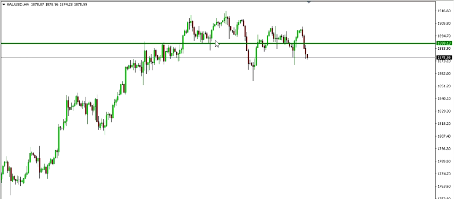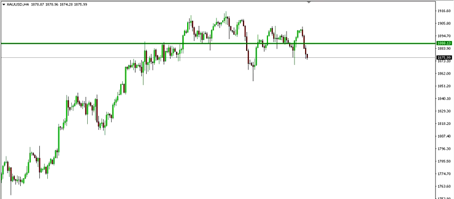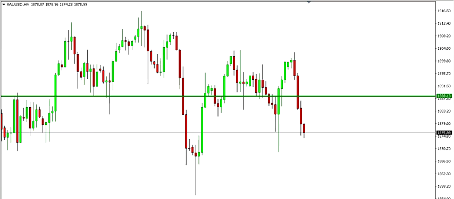So now I have the 4-hour time frame. I'm going to use Excel sheet. I'm going to use this Excel to explain how you can calculate pivot points on the 4-hour time frame. I basically calculate that of the weekly. I also calculate that of the monthly time frame.